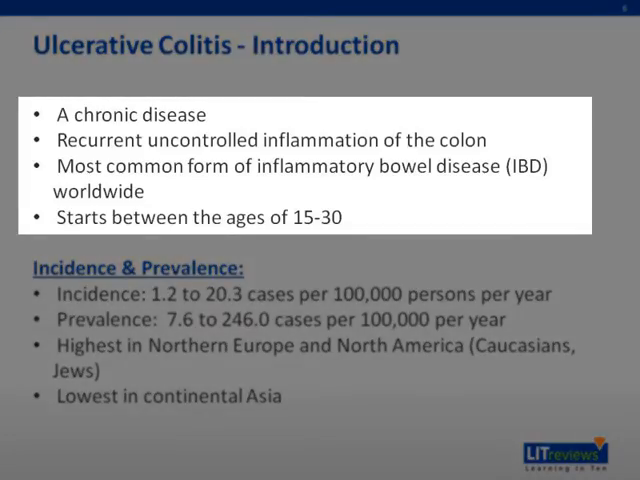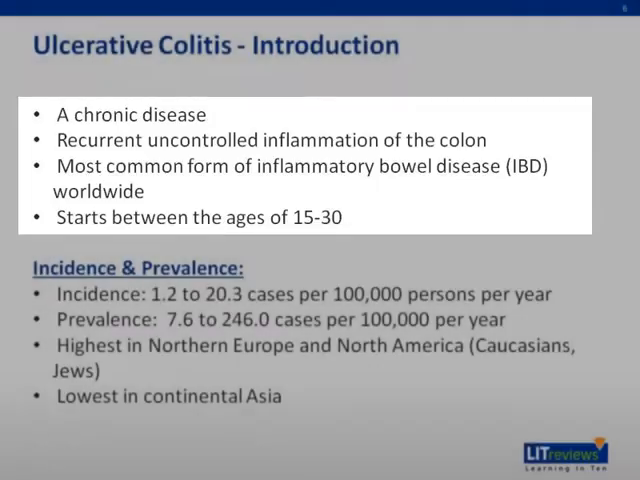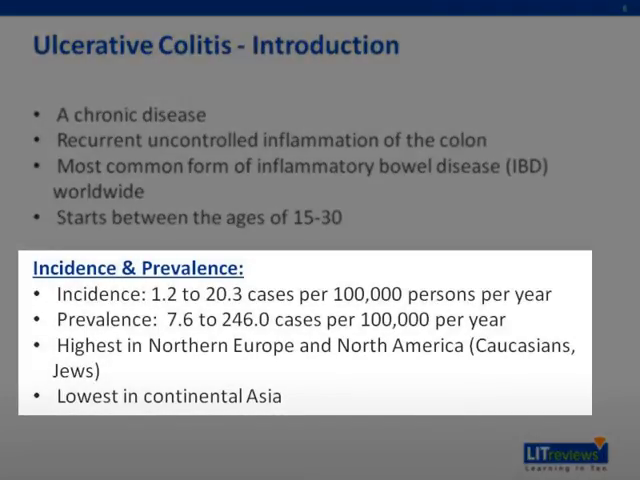First described in the mid-1800s, ulcerative colitis is a chronic disease with recurrent, uncontrolled inflammation of the colon. It is the most common form of inflammatory bowel disease worldwide, followed by Crohn's disease. Ulcerative colitis usually presents in patients between the ages of 15 to 30. The highest incidence and prevalence of inflammatory bowel disease are seen in the populations of Northern Europe and North America, in particular the Caucasian and Jewish population, and the lowest in continental Asia.